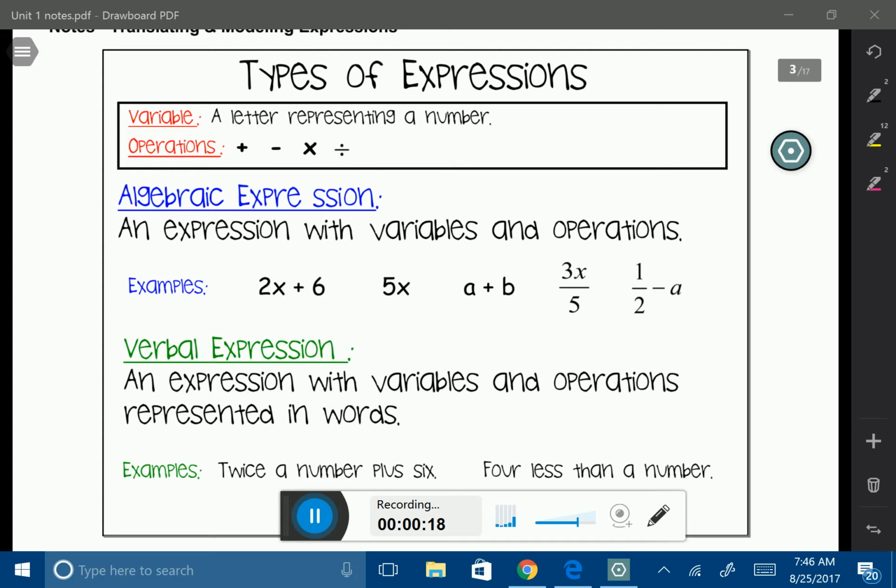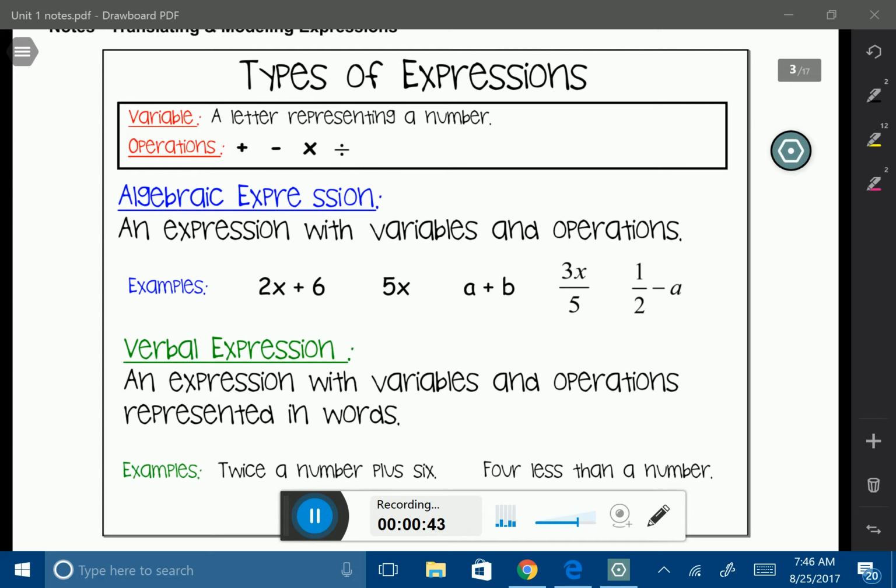So if an expression has letters within it, it's called an algebraic expression. It also has other items like numbers and operations within it as well. But the key thing to know is that if it has a variable, it's called an algebraic expression. The other one is called a verbal expression. A verbal expression is basically taking that algebraic expression and saying it in words.